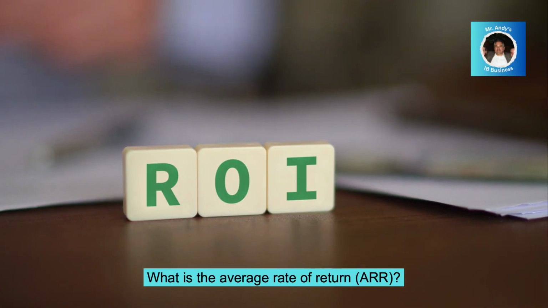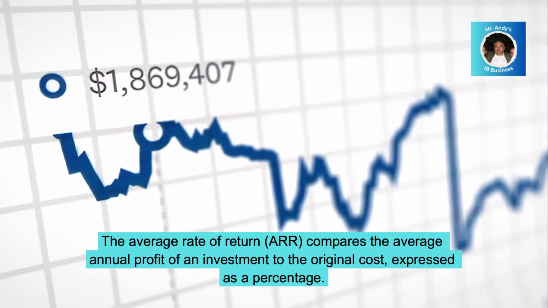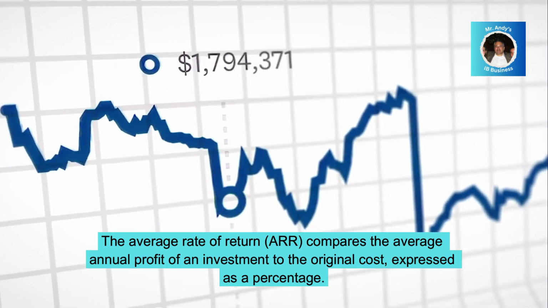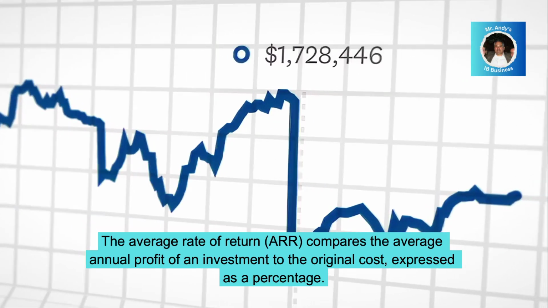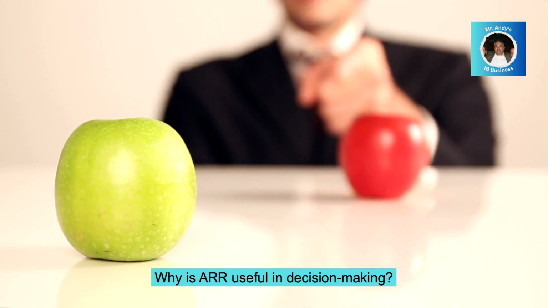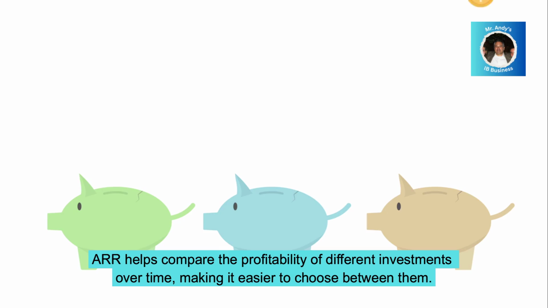What is the average rate of return, ARR? The average rate of return, ARR, compares the average annual profit of an investment to the original cost, expressed as a percentage. Why is ARR useful in decision-making? ARR helps compare the profitability of different investments over time, making it easier to choose between them.